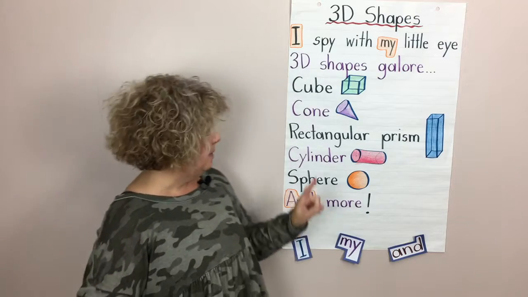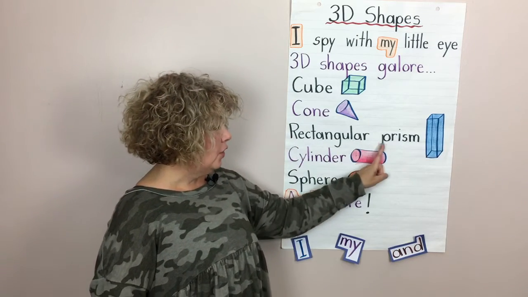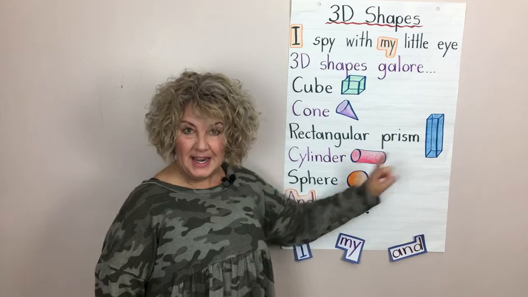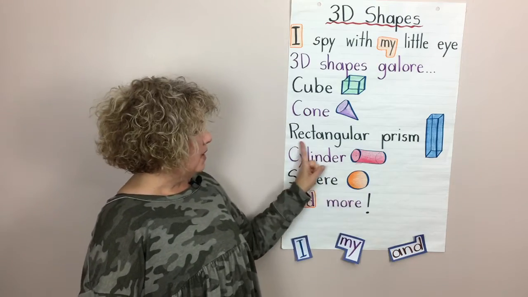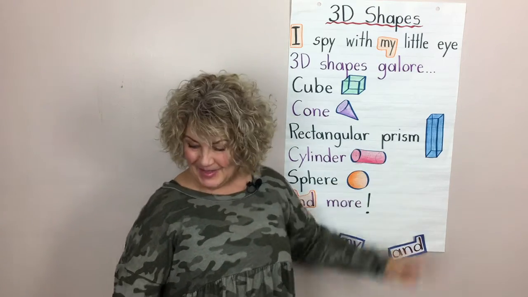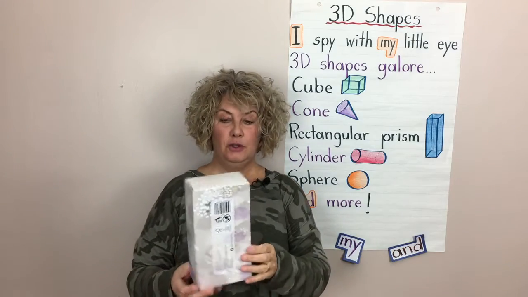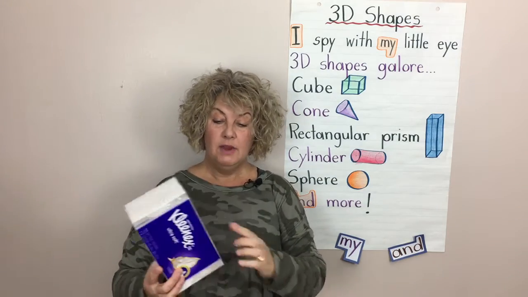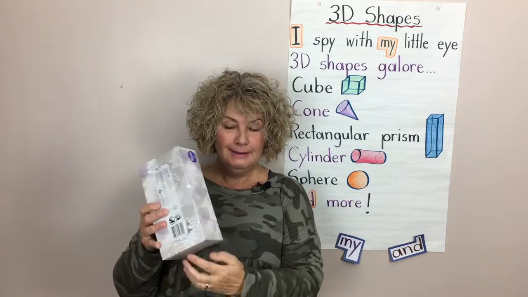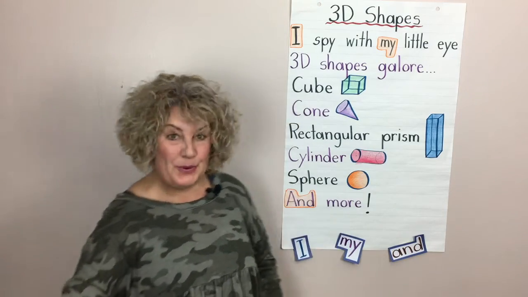The next 3D shape in the poem is a rectangular prism. That's a mouthful, isn't it? You're going to give that a try. Let's say rectangular prism. And I have an example of a rectangular prism here. This is a Kleenex box, right? Rectangles on the sides. And that's a rectangular prism.